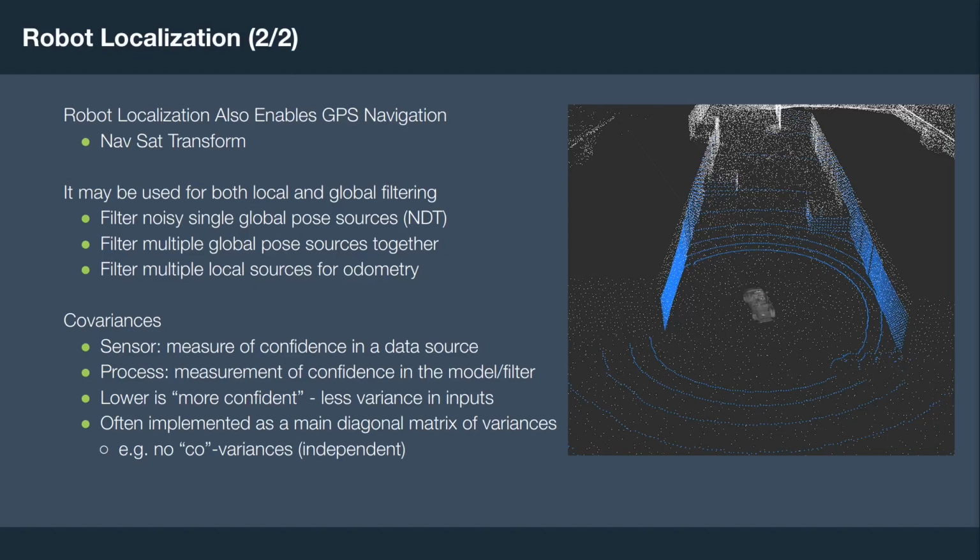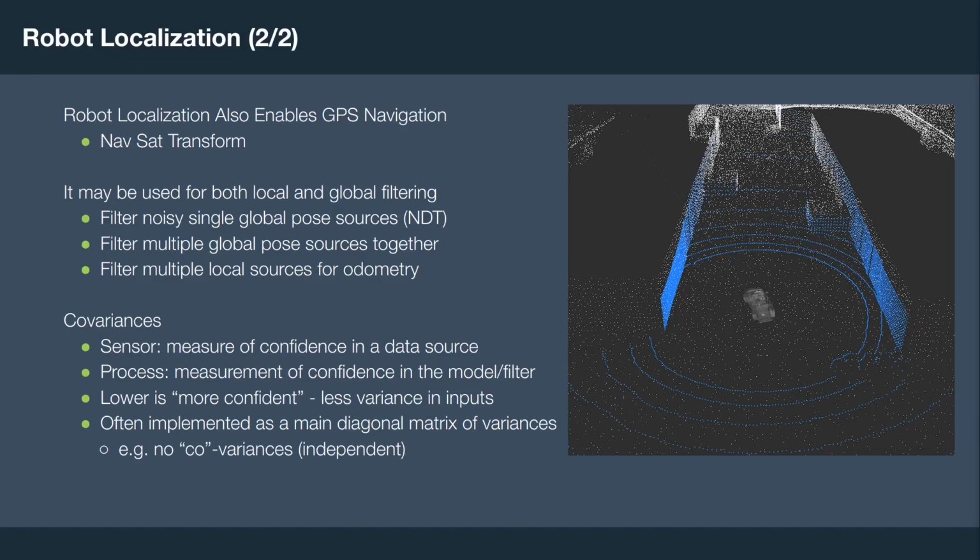The first is to filter a single potentially noisy global localization estimator, such as the NDT. The second is to fuse multiple of those together, such as NDT and GPS, which can be especially useful in environments where GPS signals may occasionally drop. This allows for robust positioning even when a single method may fail.